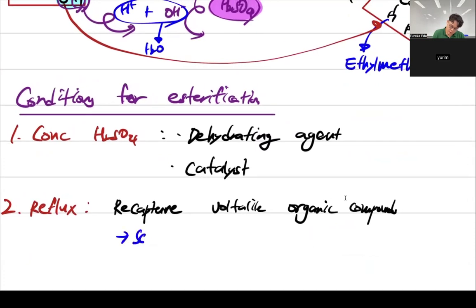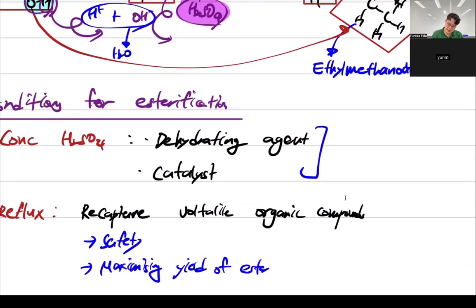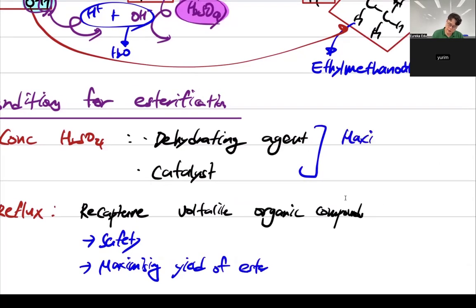One is for the safety reason, that we don't want to release any of the volatile substance to the atmosphere or to the room. Secondly is maximizing the yield of the ester.